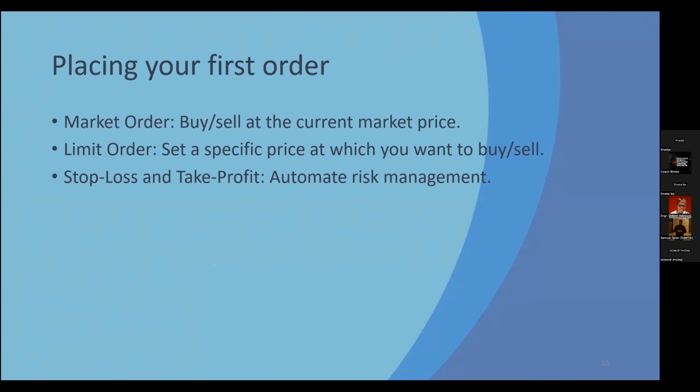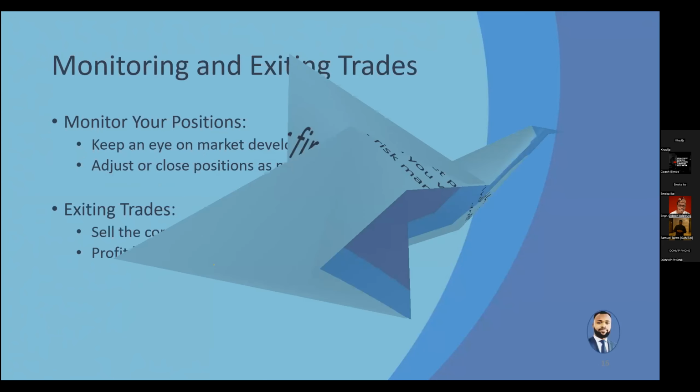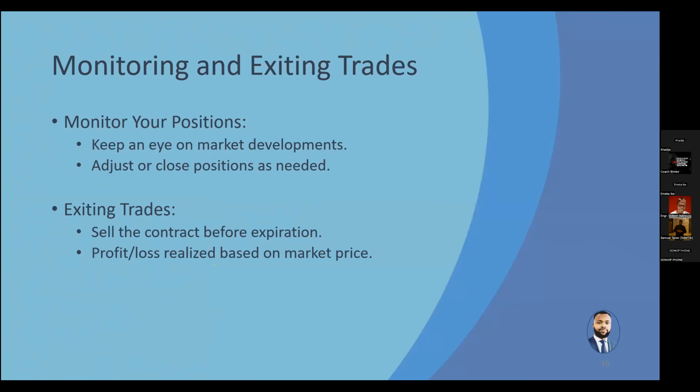Why stop loss and take profit? This automates your risk management. We'll do this in practical in a few minutes from now. So, monitoring existing trades: monitor your position, keep an eye on the market development, adjust or close the position as needed.